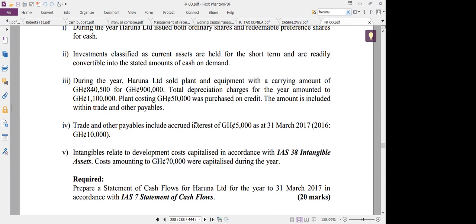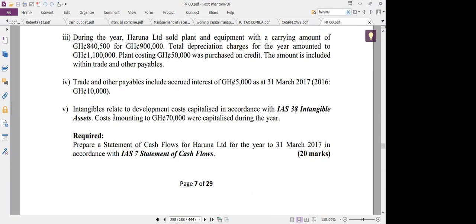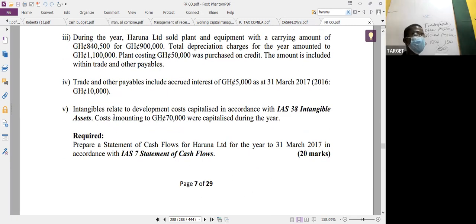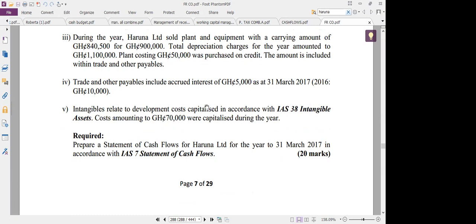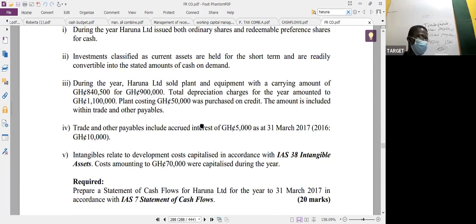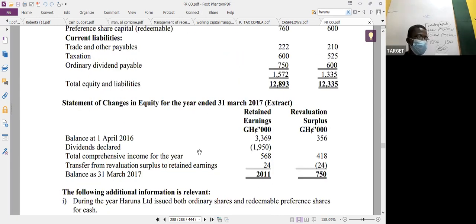That's all. Note 5. Intangibles relate to development costs capitalized in accordance with IAS 38 Intangible Assets. Costs amounting to 70,000 were capitalized during the year. That's all. So here, all we have to do is this. They've capitalized the cost of 70,000. So go to the balance sheet and check.